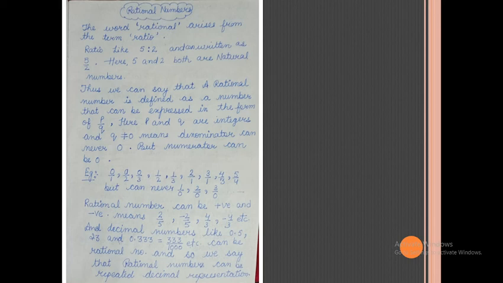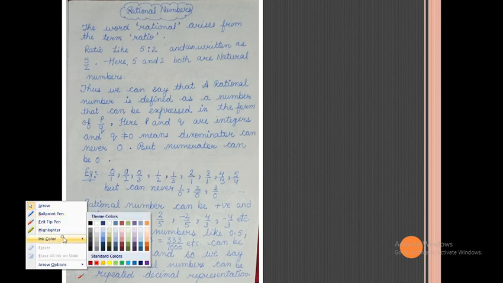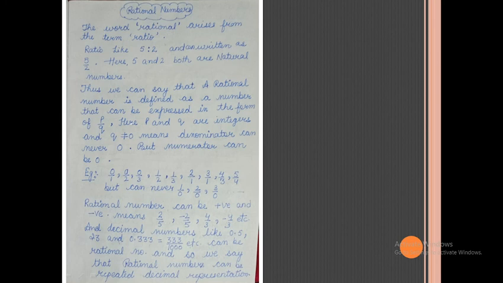In this video, I am discussing rational numbers. What is a rational number? Rational number arises from the term ratio. Like 5:2, and it can be written as 5 by 2. Here 5 and 2 both are natural numbers.